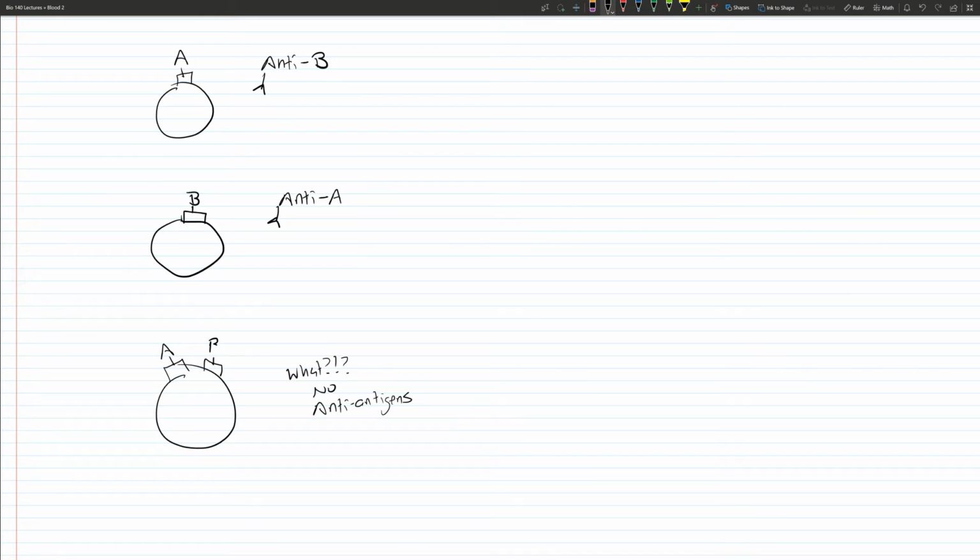Okay. These guys got it made in the shade. Okay. So they have no anti-antigens. So you can give these guys or gals type A blood, you can give them type AB blood, and you can give them type B blood. Okay. Perfect. Great. Absolutely great. So these are universal receivers.